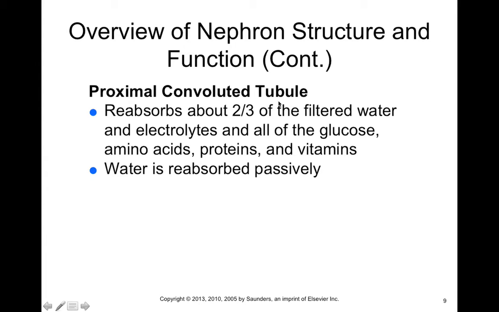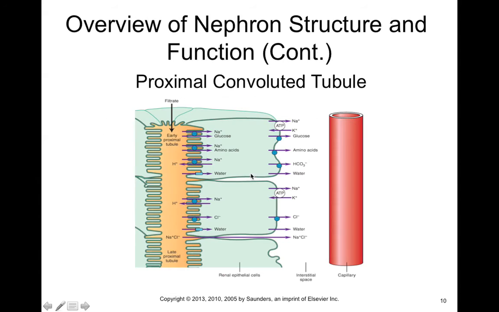So in the proximal convoluted tubule, just after the glomerulus, this reabsorbs about 2/3 of the filtered water, electrolytes, and glucose, as well as amino acids, proteins, and vitamins. So a majority of that filtrate gets reabsorbed almost immediately. Water is reabsorbed passively due to osmosis, because once you start using ATP to reabsorb things like amino acids, proteins, glucose, and vitamins, you're basically moving solutes back into the bloodstream, so then water follows those solutes through osmosis, which is a passive process.